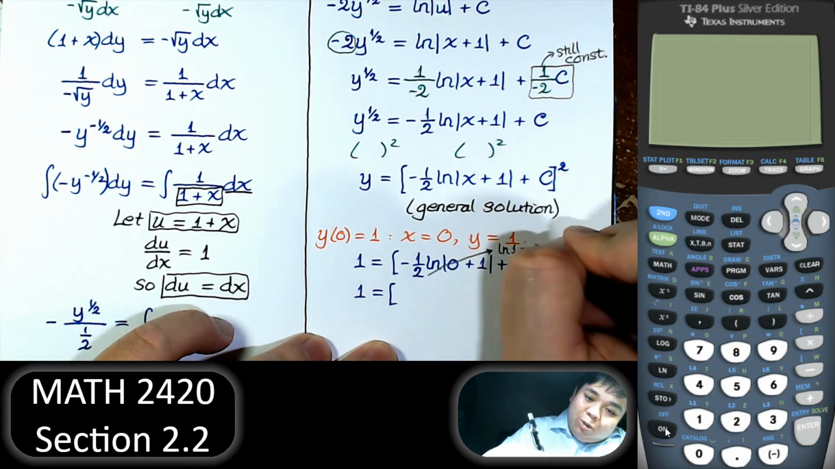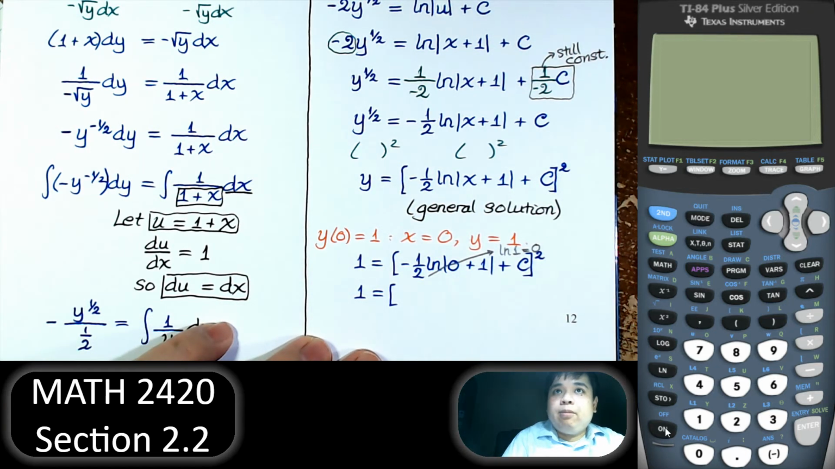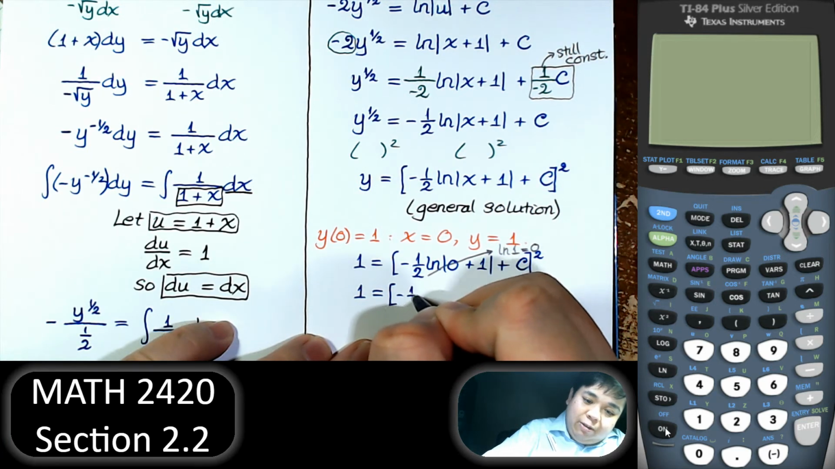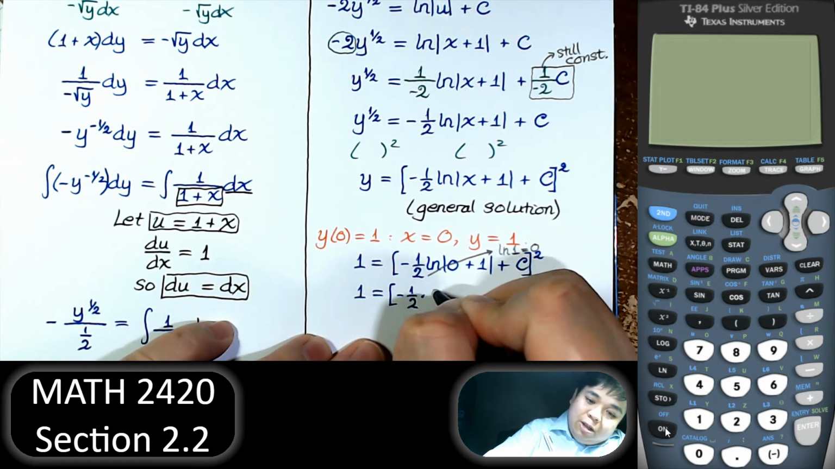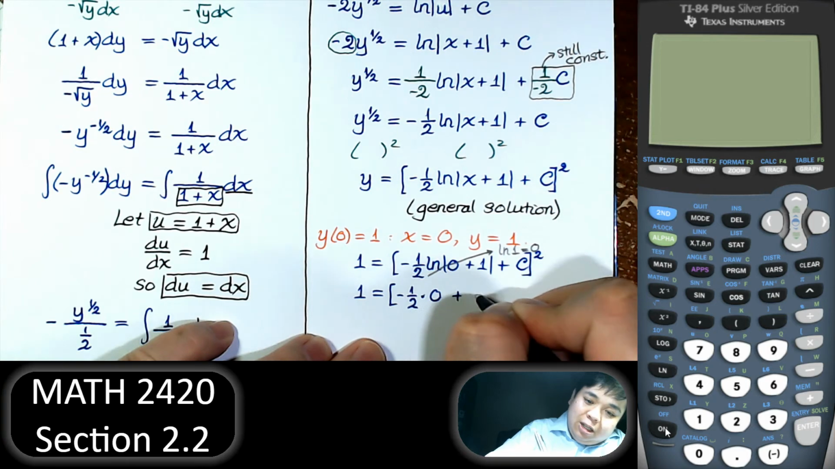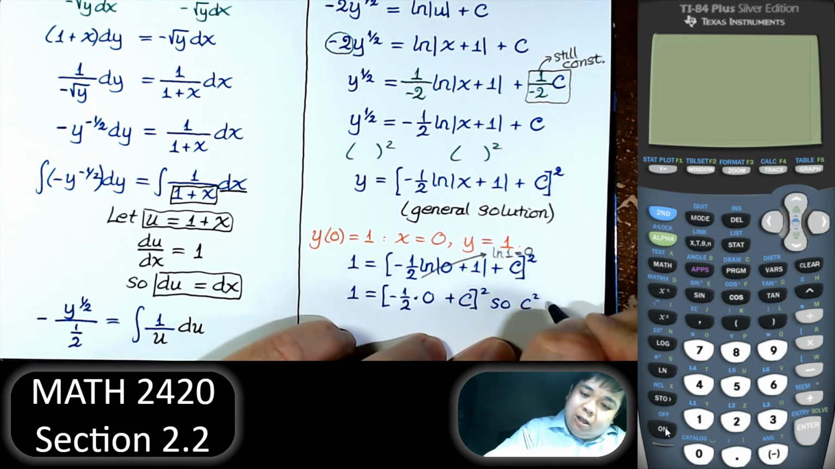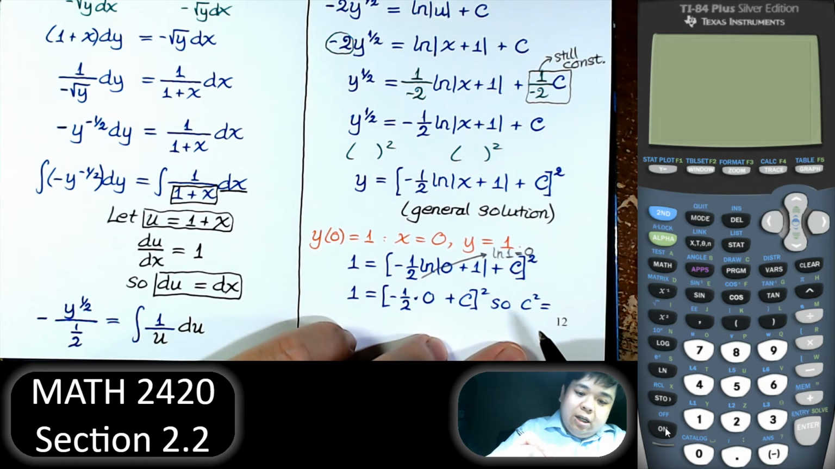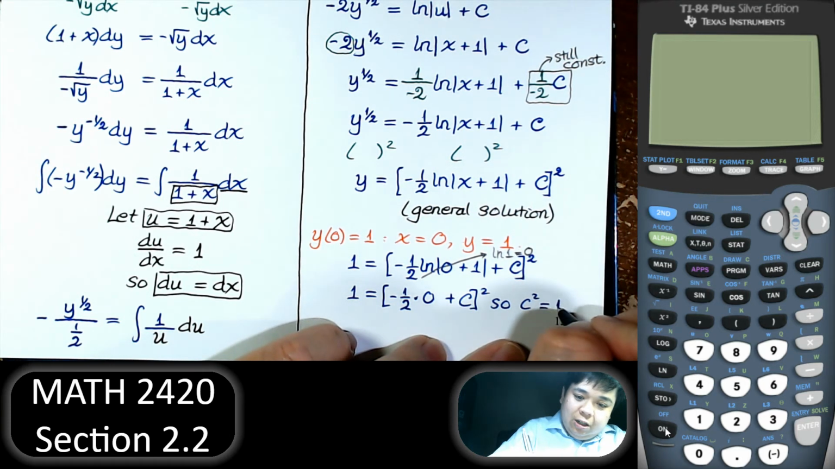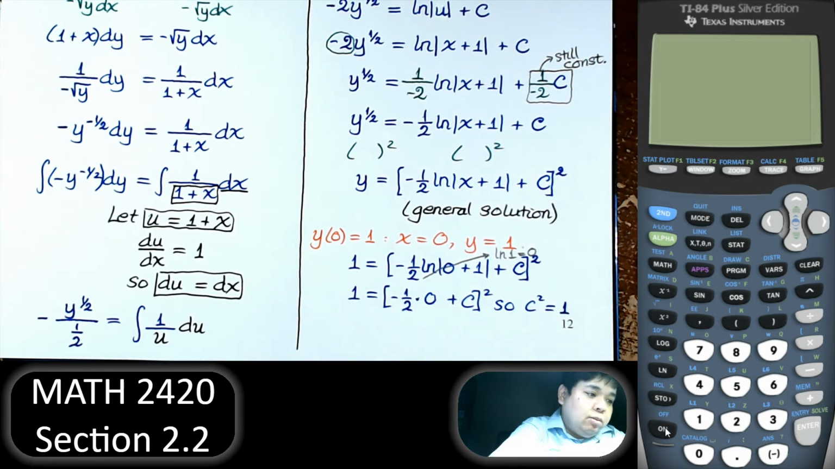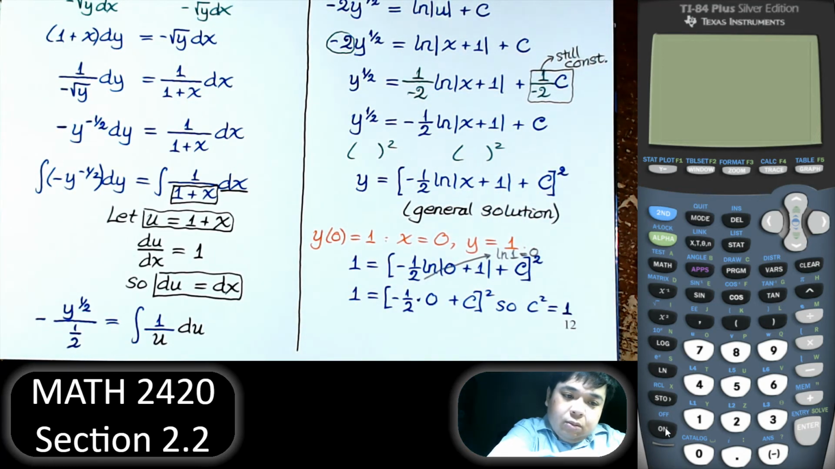ln of 1 equal to 0. So we have just negative 1/2 times 0 plus c, squared. So c squared is equal to 1. Right? If c squared is 1, then what is c?